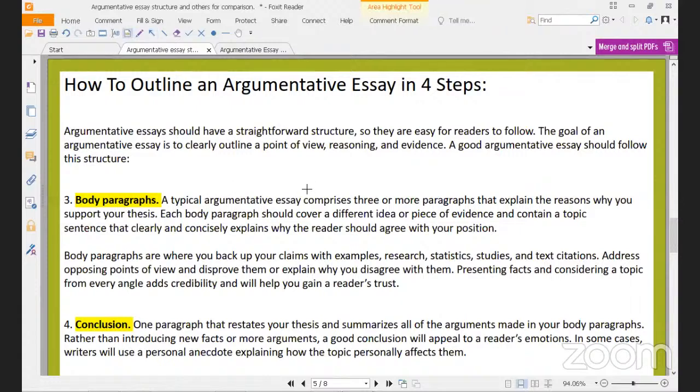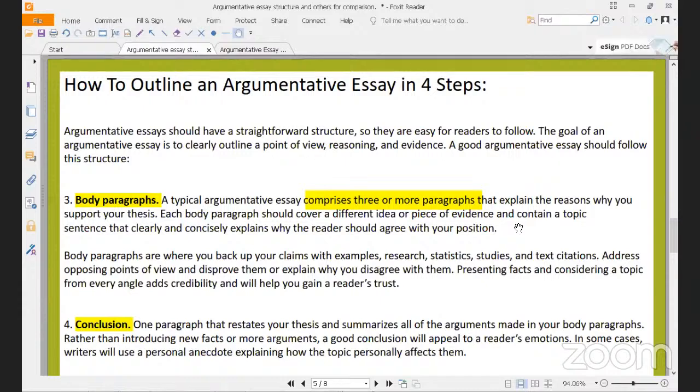Body paragraphs are where you back up your claims with examples, rich statistics, studies, and text citation. Address opposing points of view and disprove them or explain why you disagree with them. Presenting facts and considering a topic from every angle adds credibility and will help you gain a reader's trust.